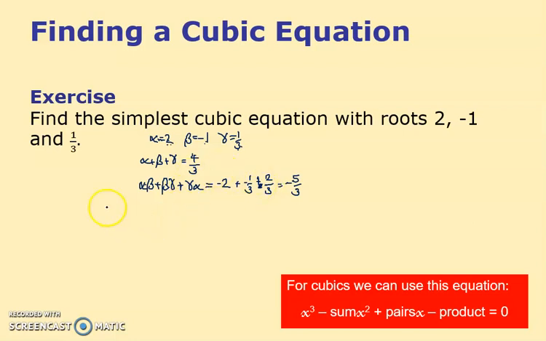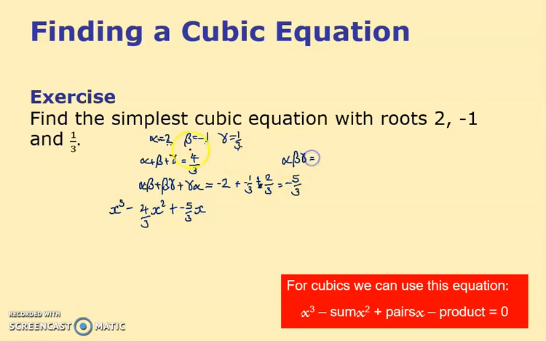So okay, we've got it all here, so I'm going to write x cubed minus the sum of x squared. Where's the sum? That was 4 thirds. So 4 thirds of x squared. And notice I put a minus in because you always do. Plus the pairs of x. Plus minus 5 thirds of x. I've still got to find alpha beta gamma.